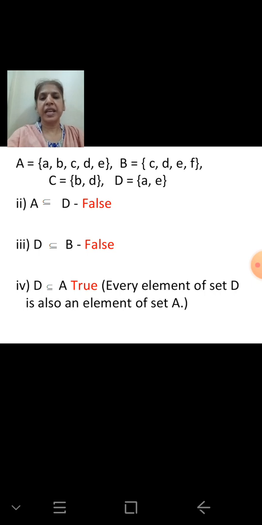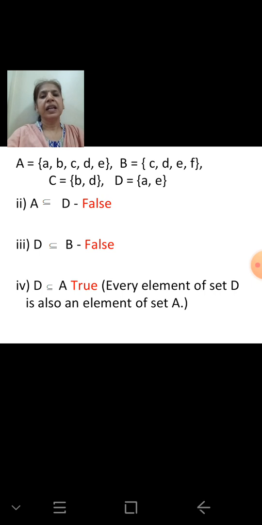Next question. D is a subset of B. Now check the elements of D, which are A and E. And in set B, are all the elements of D in B? No. If you check properly, in B you have E, but A is not there. It means D is a subset of B? No, false. Because every element should also be an element of the given set.